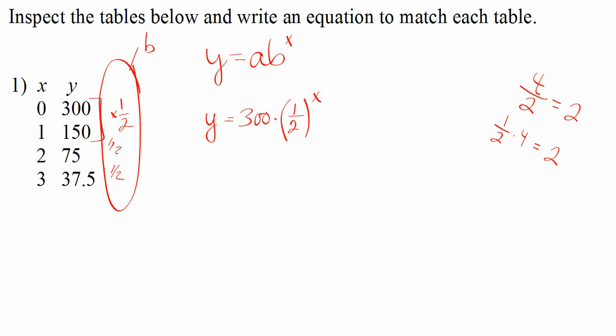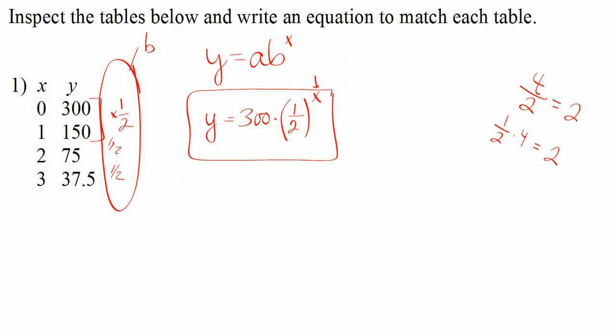Okay. So if you think about putting in a 0 right here for x, then that's going to be 1/2 to the 0, which is 1. 300 times 1 is 300, so that gets you the first value. If we were to put a 2 in here, then that would be 1/2 to the second power, which is 1/4, and then you would do 300 divided by 4, which is 75. Okay, so that equation models all of the data in our table.